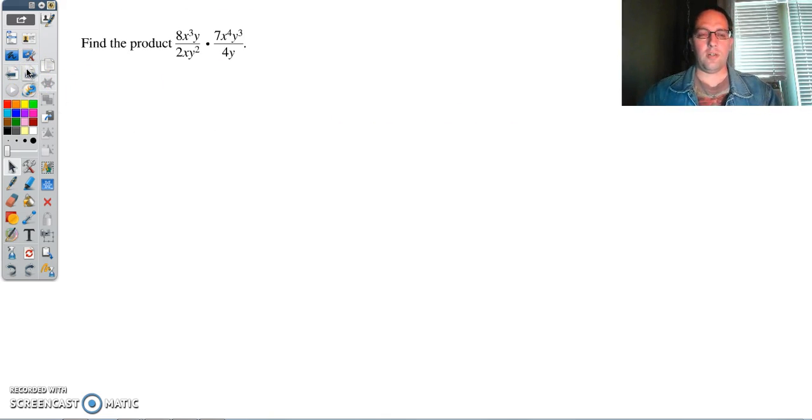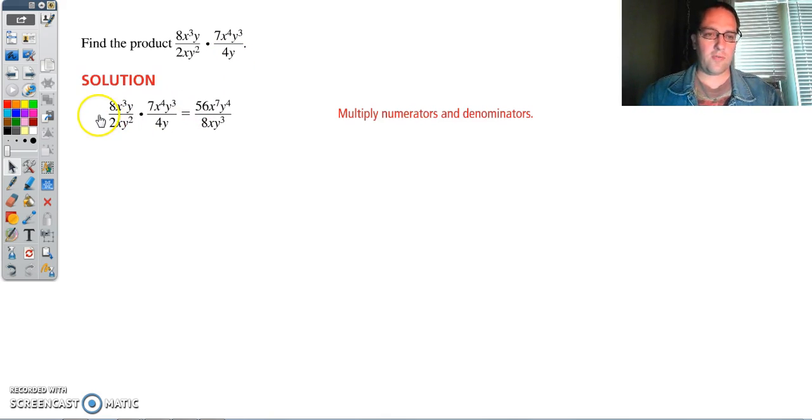So let's take a look at one of these. We're going to multiply 8x cubed y over 2xy squared times 7x to the fourth y cubed over 4y. All right. So just like a fraction, you multiply straight across. 8 times 7 is 56. X cubed times x to the fourth is x to the 7th. Y times y cubed is y to the 4th. 2 times 4 is 8. X, there's no x's here, so just x. Y squared times y is y cubed.